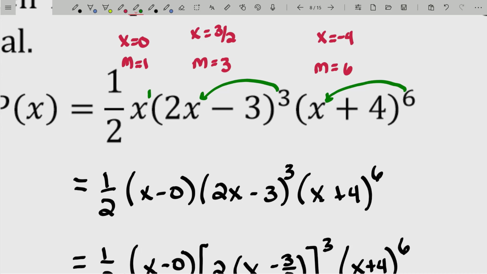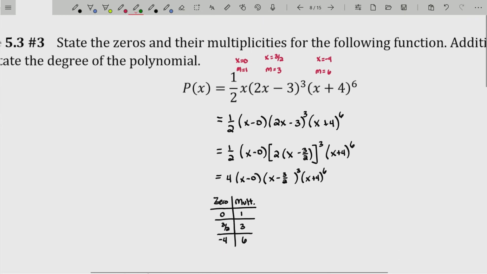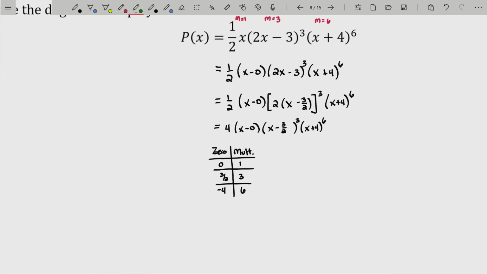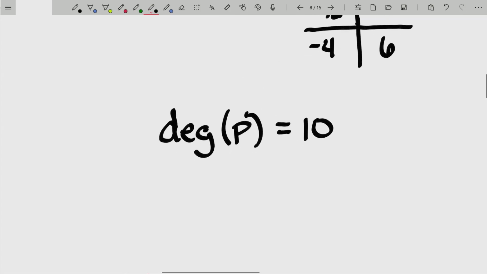So it's much faster just to say the overall greatest power on our variable in each case is going to be 1, 3, and 6. And then when you add those powers using the laws of exponents, you'll get 1 plus 3 plus 6, or 10. So the overall degree of this polynomial is 10. And that's how we note it down there. Degree of p is equal to 10.